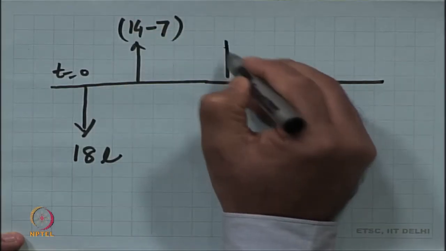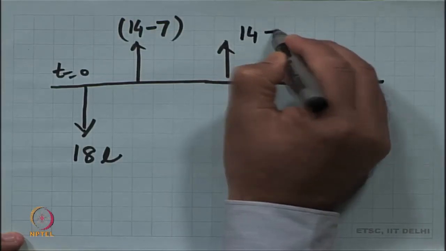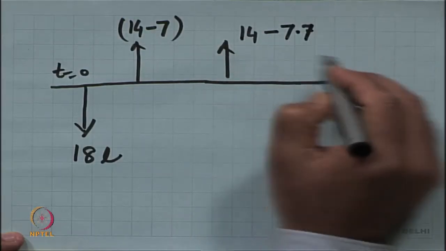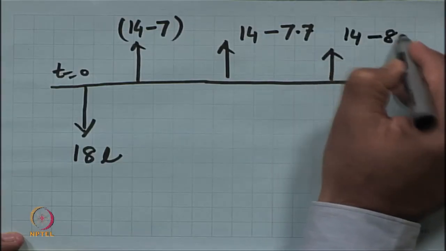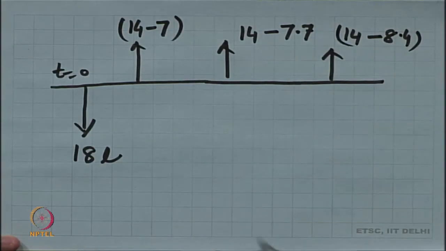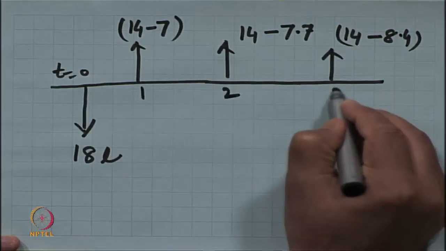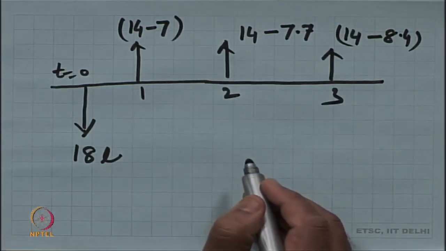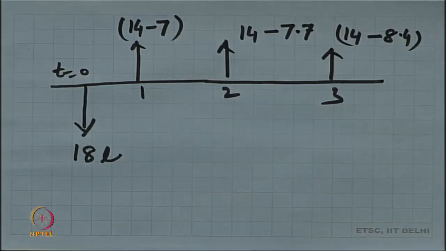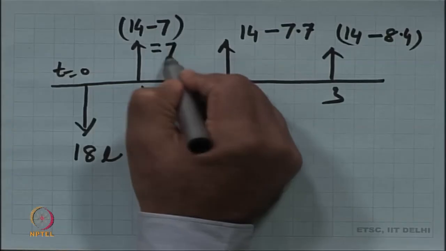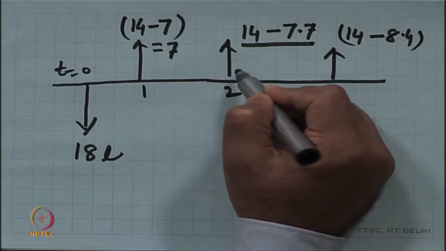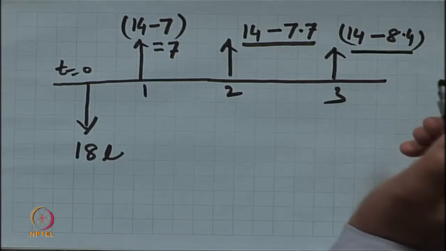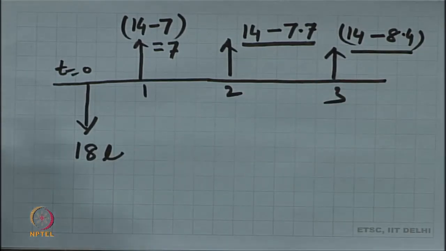In year 2, what is the saving? We have a saving of 14 minus 7.7, and in the third year we have a saving of 14 minus 8.4. So, this is how we have to interpret. We are saying that if we are investing 18 lakhs extra at time t equal to 0, I am getting a benefit of 7 lakh here, 14 minus 7.7 at the end of year 2 and 14 minus 8.4 at the end of year 3.